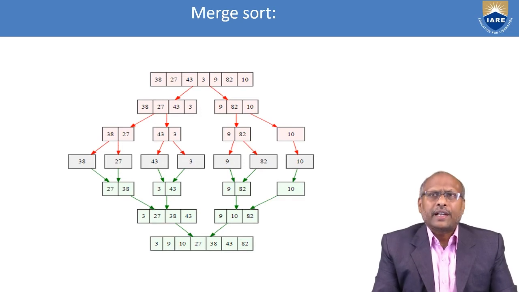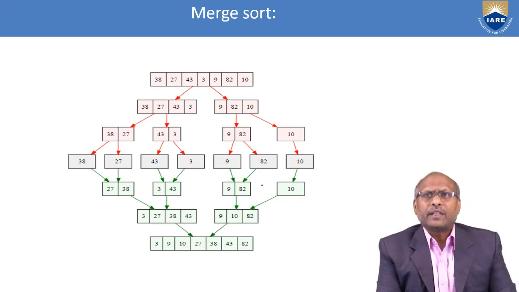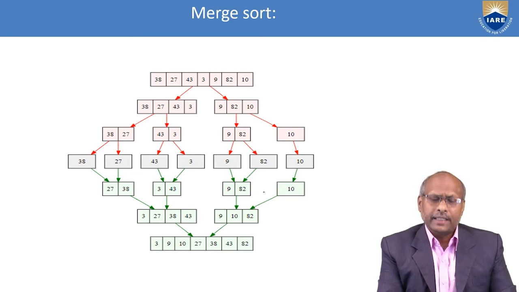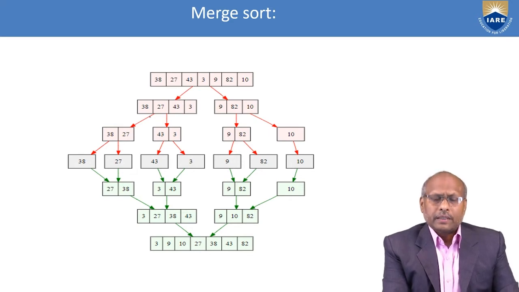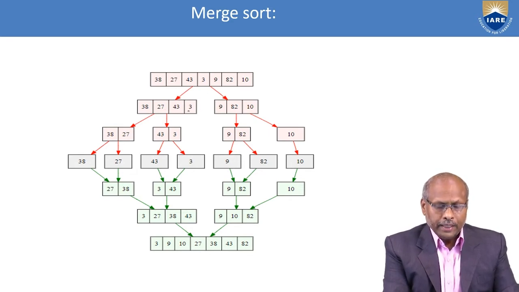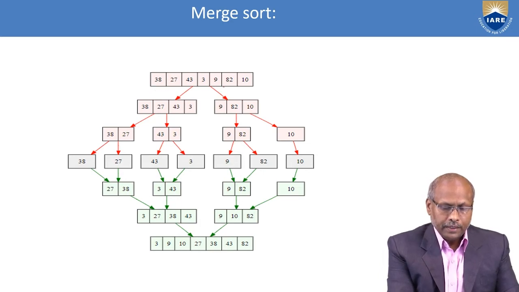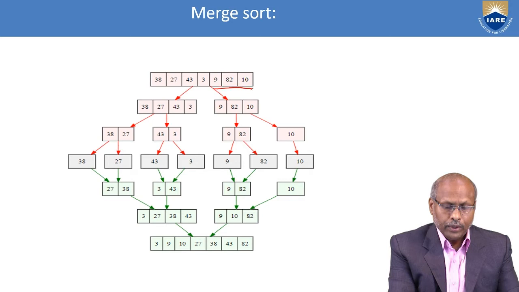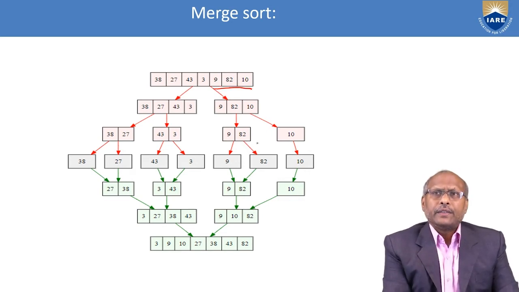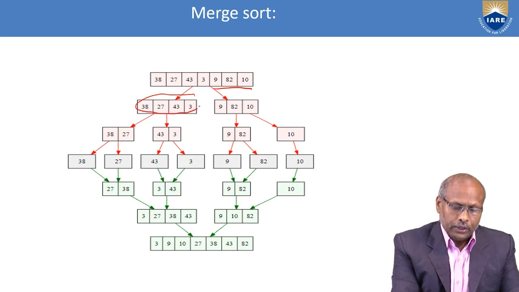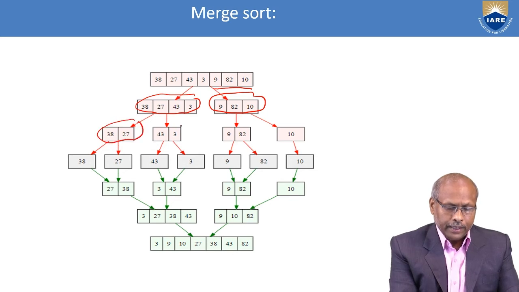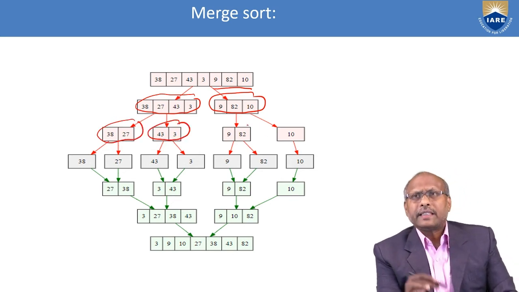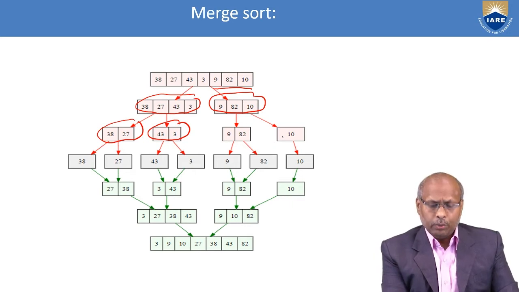For example, there is a set of data: 38, 27, 43, 3, 9, 82 and 10. These are the given data. So what will it do? It will divide the whole data into two parts. 38, 27, 43, 3 is the first half, and the next half will be 9, 82 and 10. After dividing into two parts, each division will again be divided into two parts. 38, 27 will be the first half, then 43 and 3 the second half. Next, on this right side, 9, 82 will be this half and 10 will be this half.